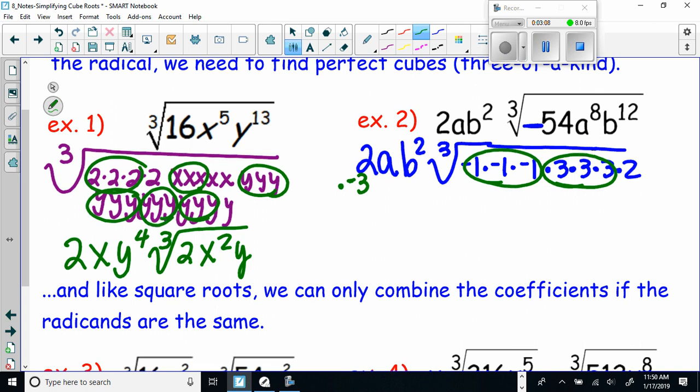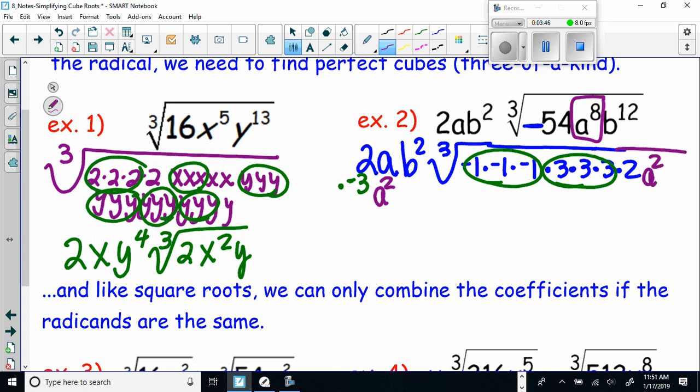Let's look at this a to the 8th. So imagine I've got 8 a's. How many sets of 3 do I have? 2. I can say, okay, 8 divided by 3 is 2. So I'm going to pull out 2 a's. That's basically 6 a's underneath the radical. How many would be left over? 2. So I'm still going to have a squared underneath the radical.